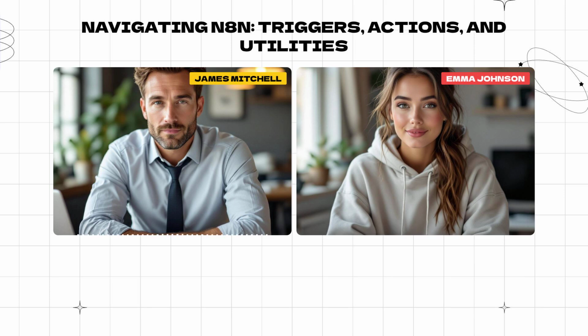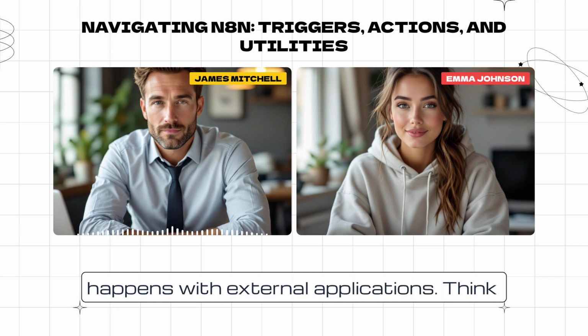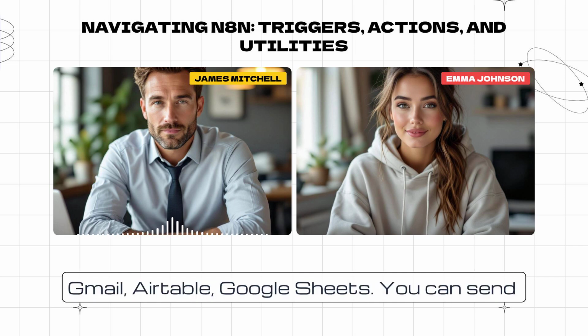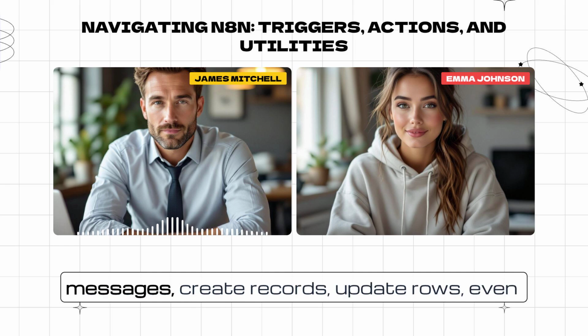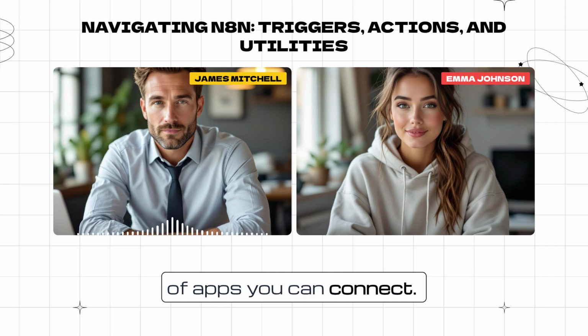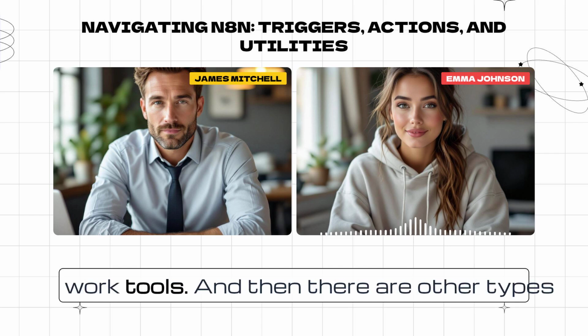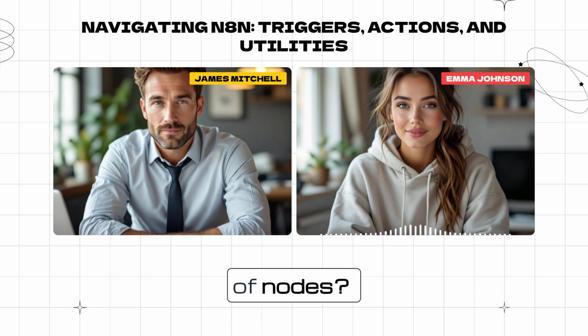What comes next? Action nodes. These are where the magic happens with external applications. Think Gmail, Airtable, Google Sheets. You can send messages, create records, update rows, even delete things. There are literally hundreds of apps you can connect. That's a lot of apps. So I can connect my work tools. And then there are other types of nodes.